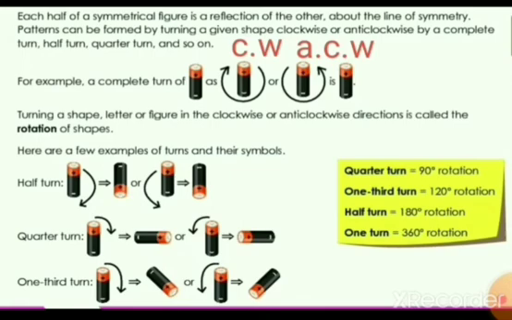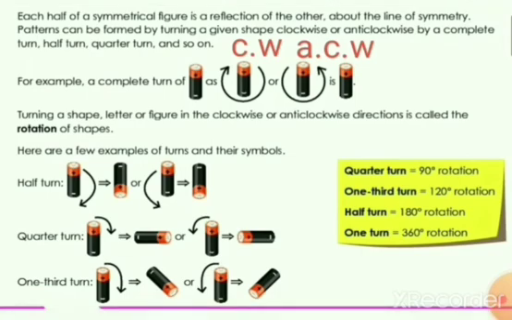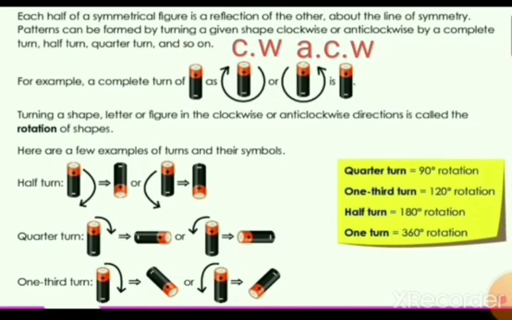Here a complete turn of that battery cell in the clockwise direction is given like this, and in the anti-clockwise direction, the rotation of the cell will be like that. Turning a shape, letter or figure in the clockwise or anti-clockwise direction is called the rotation of shapes. So when we turn a shape, a letter or any object clockwise or anti-clockwise, it is called the rotation of that shape. Here a few examples of turns and their symbols are given using the battery cell.